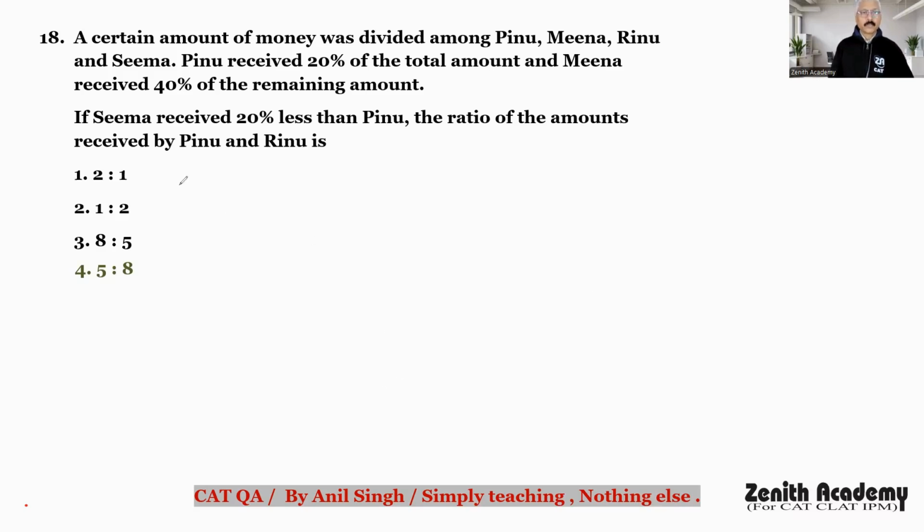Now the next question. A certain amount of money was divided among Pinu, Meena, Renu, and Seema. Pinu received 20% of the total amount and Meena received 40% of the remaining amount. If Seema received 20% less than Pinu, the ratio of the amount received by Pinu and Renu is? Here we have to find the ratio of the amount received by Pinu and Renu.